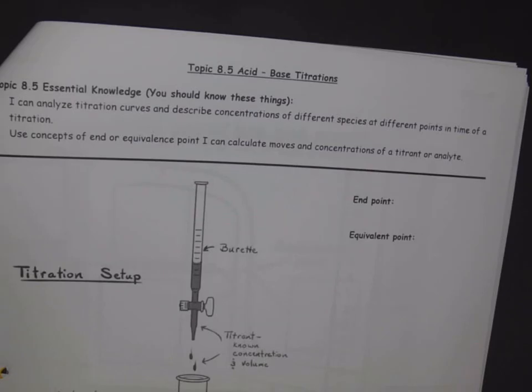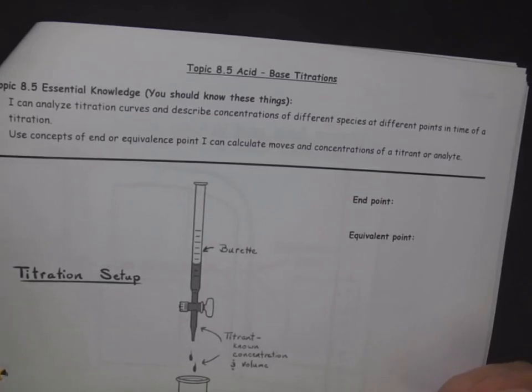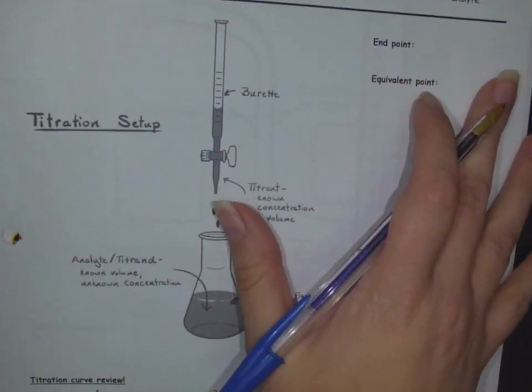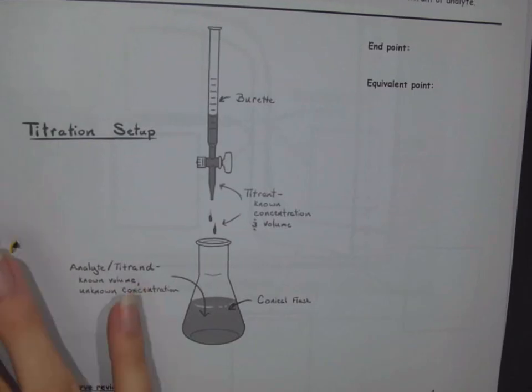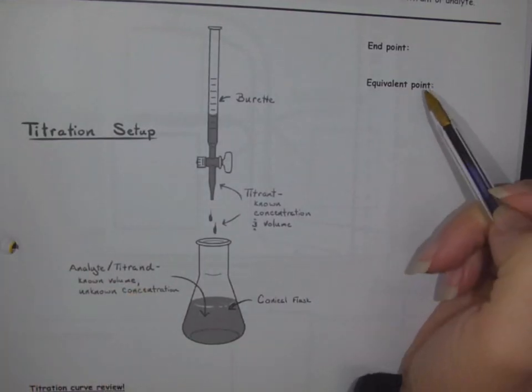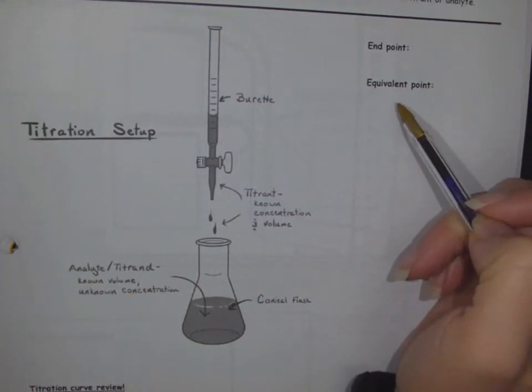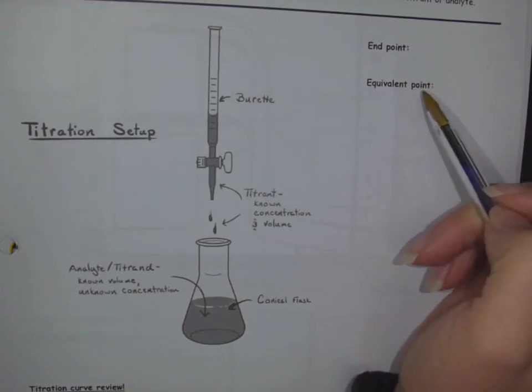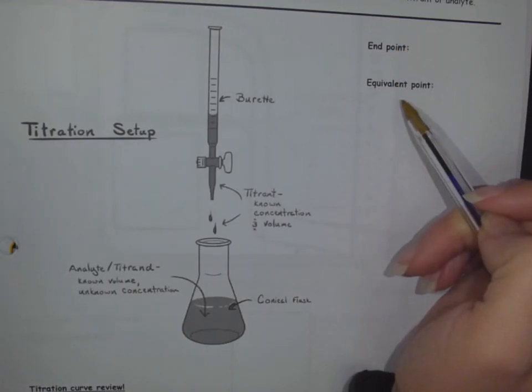Okay, so this topic has everything to do with titration. That's when we have an acid and a base and they're going to react and neutralize each other. And one way that we do titrations is when we find an indicator that changes color at the endpoint. Essentially when the endpoint equals the equivalence point.